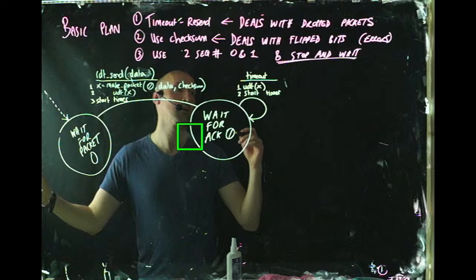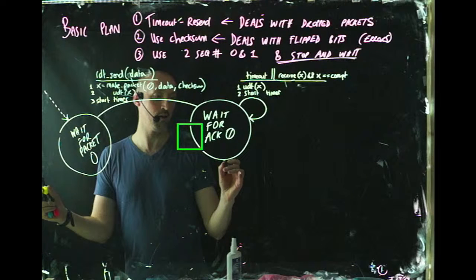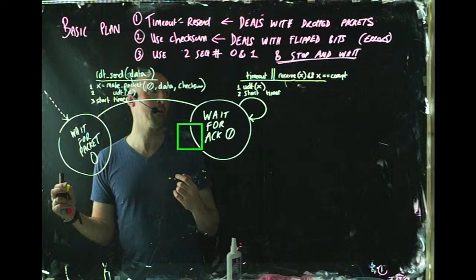What else can happen? Another thing that could happen is I receive a packet and the sequence number is wrong. So, receive X, and sequence number equals 1. That's another thing that could happen. If that happens, oh sorry, that would be just do nothing. If that happens, I'll deal with that separately.